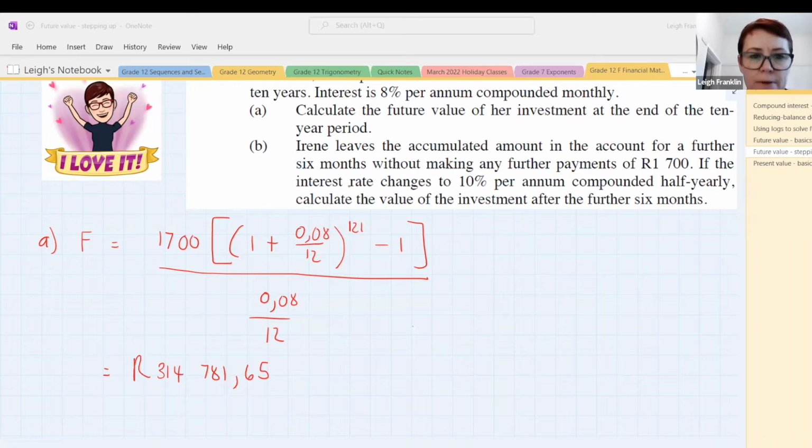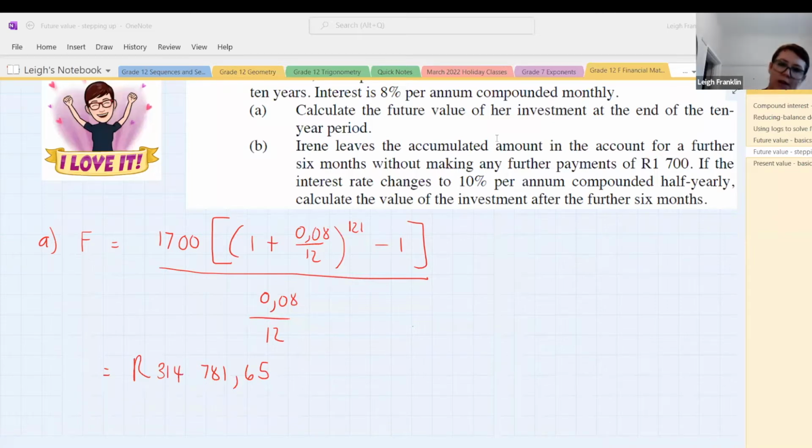So let's go and have a look at that. Irene leaves the accumulated amount in the account for a further 6 months without making any further payments of 1,700 Rand. If the interest rate changes to 10% per annum compounded half yearly, calculate the value of the investment after the further 6 months. Now what they are implying here is that she is now stopping her payments.